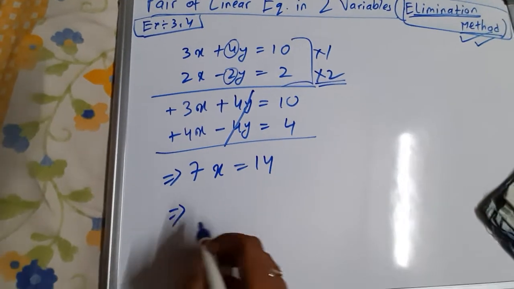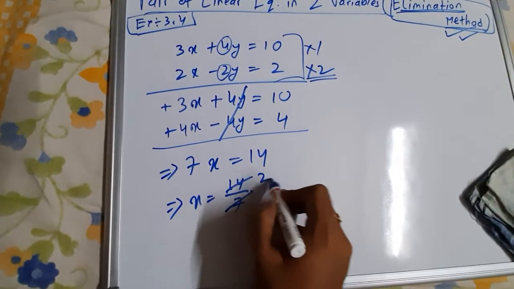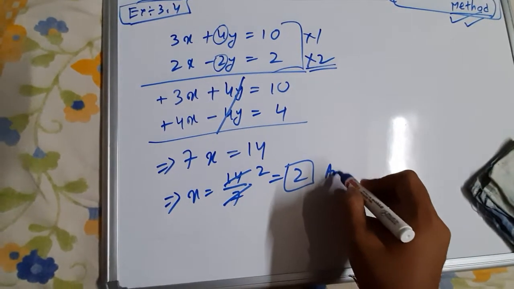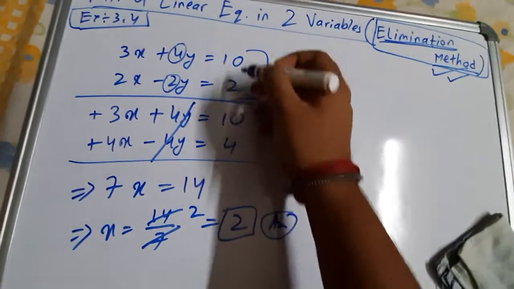Now see, x will be equal to 14 by 7. Cancel it, you will get 2. The answer of x is 2. This is one answer. Now you also have to find y. Now put the value in any one of the equations.